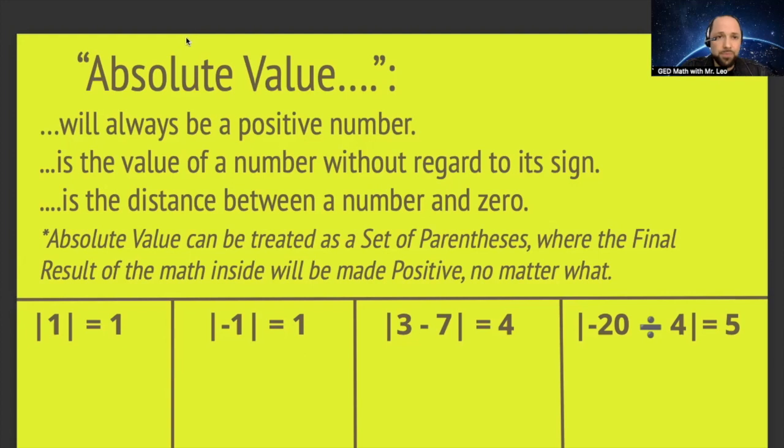Absolute value will always be a positive number. If you have something in absolute value, the result will always be positive. The meaning of absolute value is the value of a number without regard to its sign. Without regard to its sign. Look at these examples down here.